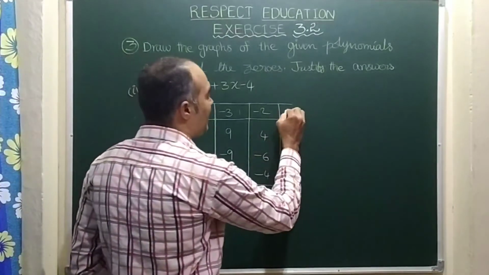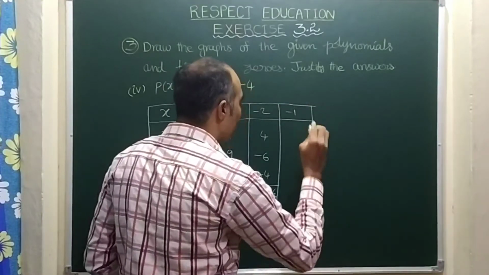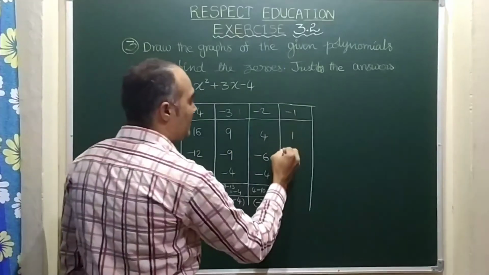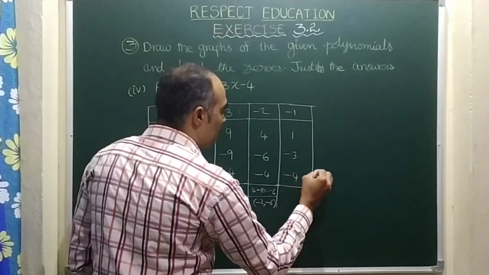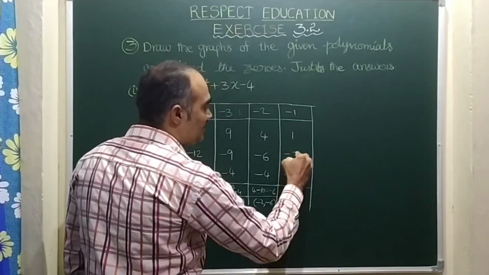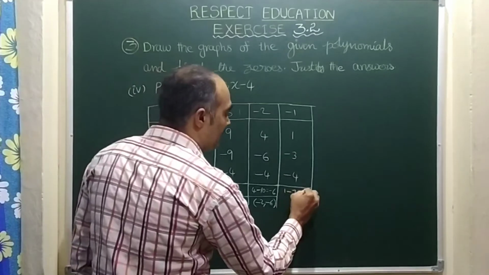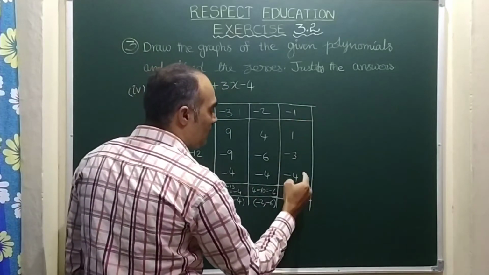Next here I am taking minus 1. Again minus 1 whole square is plus 1. 3 into minus 1 is minus 3. This constant minus 4 as it is. So it is 1 minus 3 minus 4 is minus 7. 1 minus 7 is minus 6. So here let us write the ordered pair minus 1 comma minus 6.